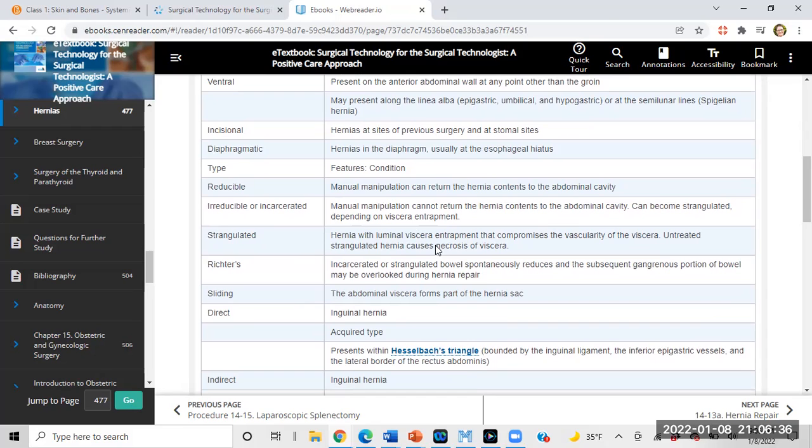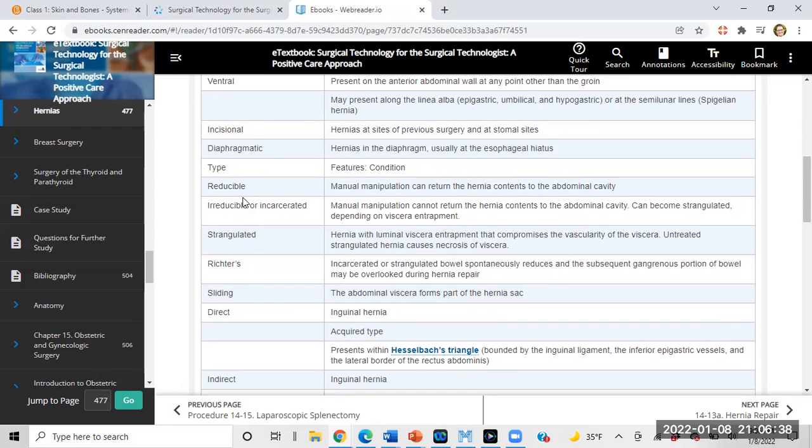And then you can see there's different types here, as far as if they're reducible, like you can manually manipulate them back into the correct space, or if they're irreducible or incarcerated, you can't manipulate it back in, and it can become strangulated. Strangulated is another term, and this is where it has entrapment. So it compromises the vascularity of the circulation in that.